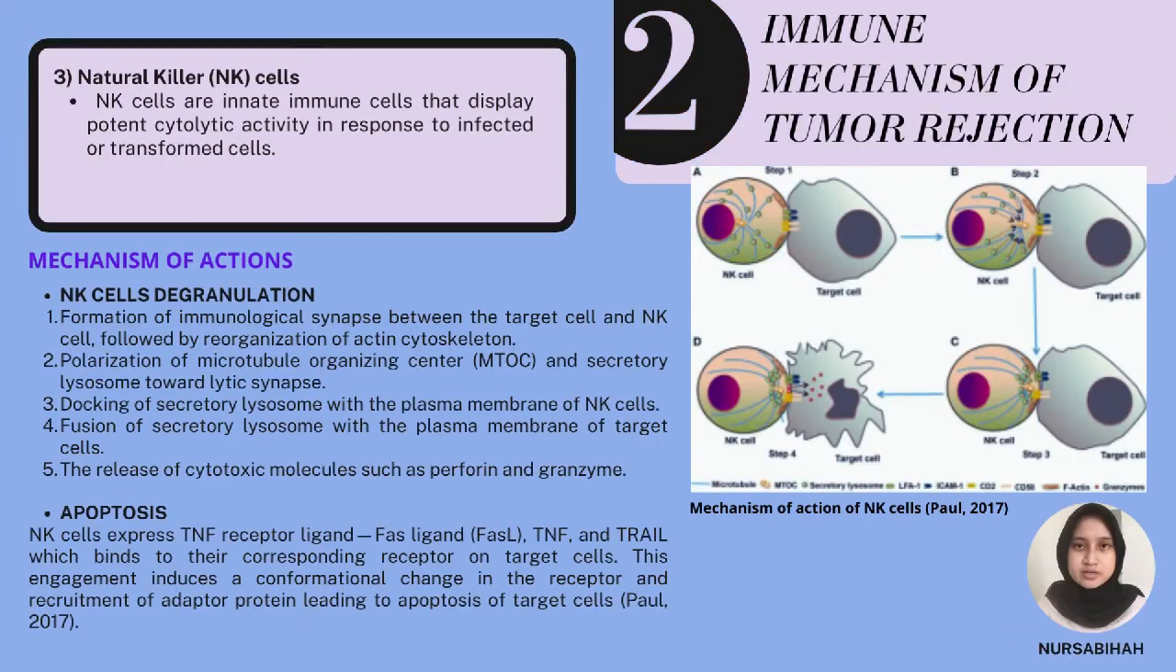NK cells are innate immune cells that display potent cytolytic activity in response to infected or transformed cells. Upon activation, NK cells mediate tumor killing mainly by releasing cytotoxic perforin and granzyme by degranulation, and also by triggering apoptotic pathways in tumor cells through the production of cytokines such as tumor necrosis factor alpha, chemokines, and granulocyte-macrophage colony-stimulating factor, or via direct cell-to-cell contact, for instance through the activation of the tumor necrosis factor-related apoptosis-inducing ligand (TRAIL) and Fas ligand pathways.